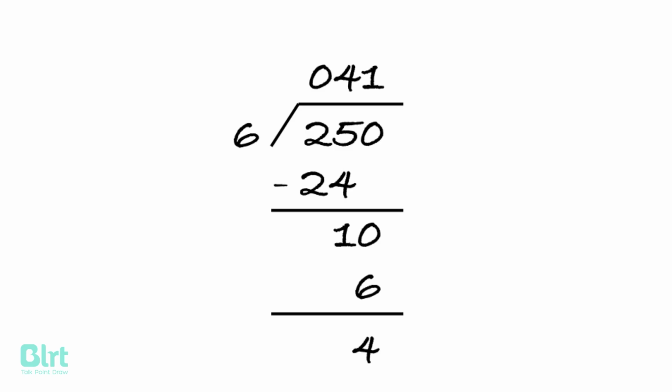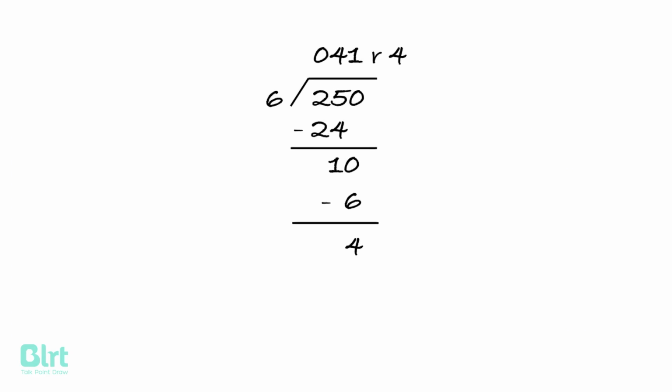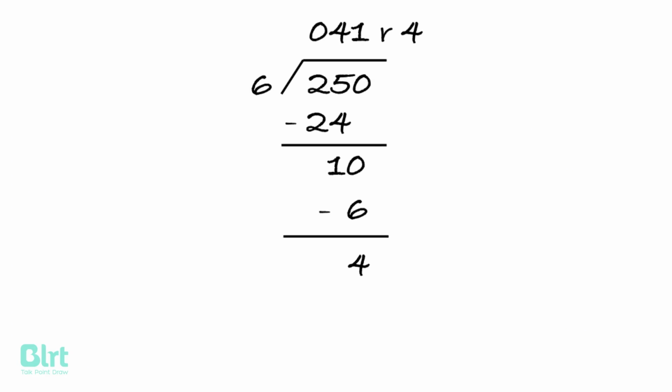After this, you subtract the 10 and the 6. So 10 minus 6 equals 4. This is called a remainder. Because 6 can't go into 4, it needs to be expressed as a remainder. Remainders are suitable for use when there are whole things that can't be divided easily, like people or like cars.